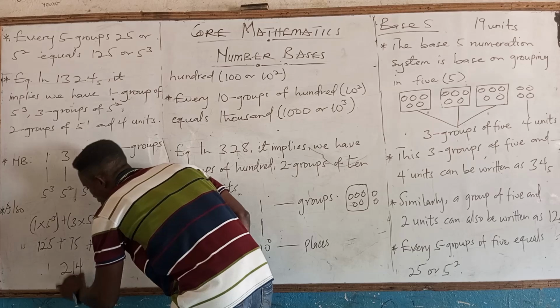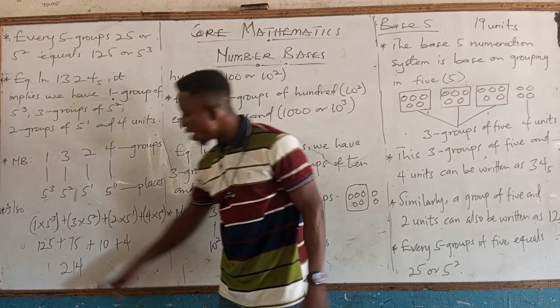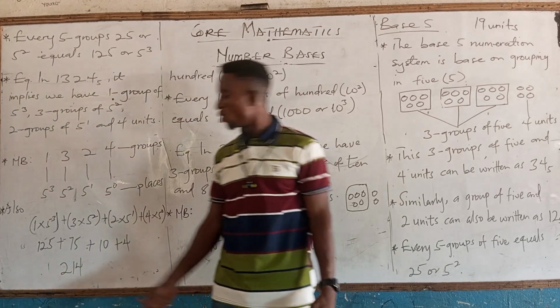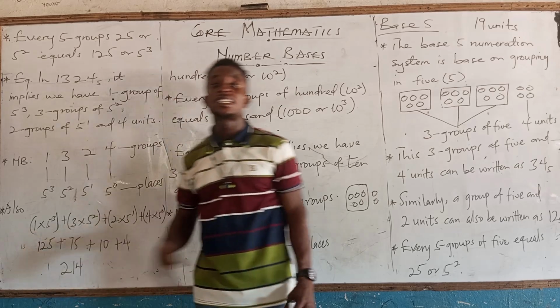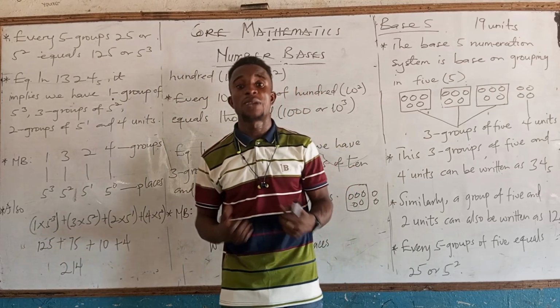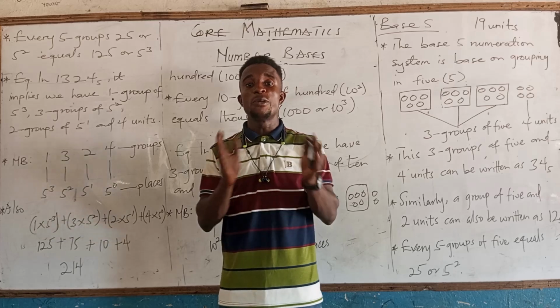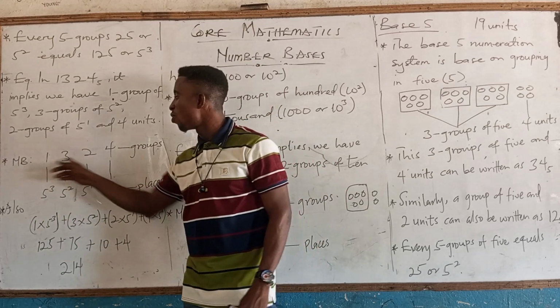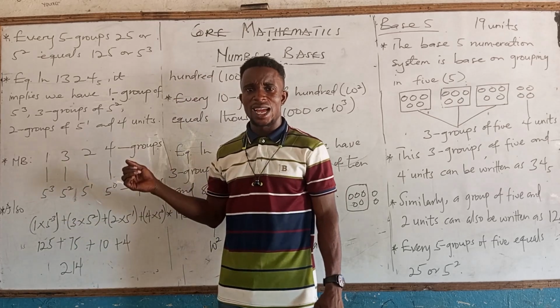So I'll have 200 and 14, which is 214. This 214 is in base 10, and that is what? 214 units. It can be 214 units of what? Tens. Are we getting that? Now we grouped into 5s, then we have this. Are we getting that?